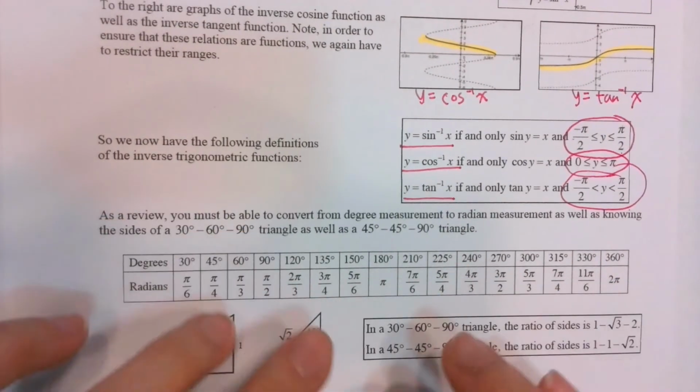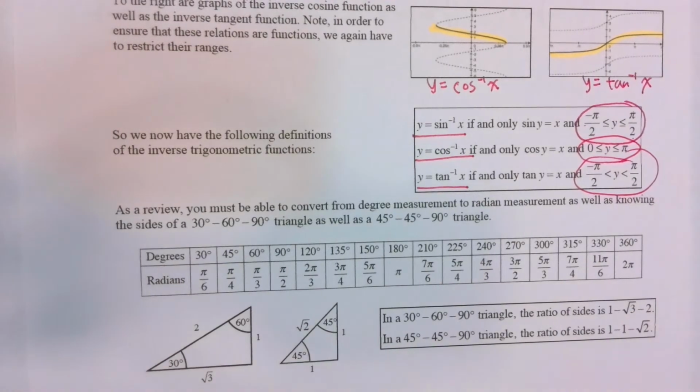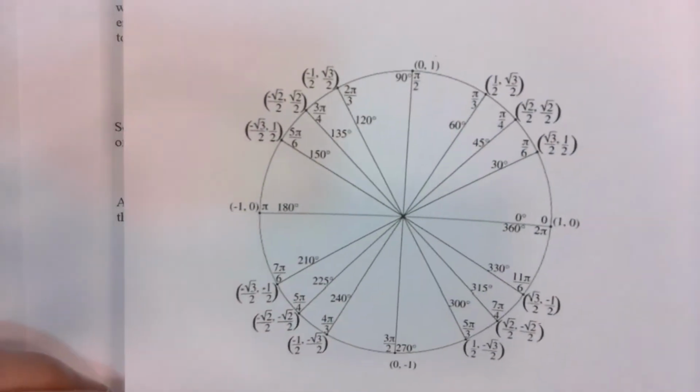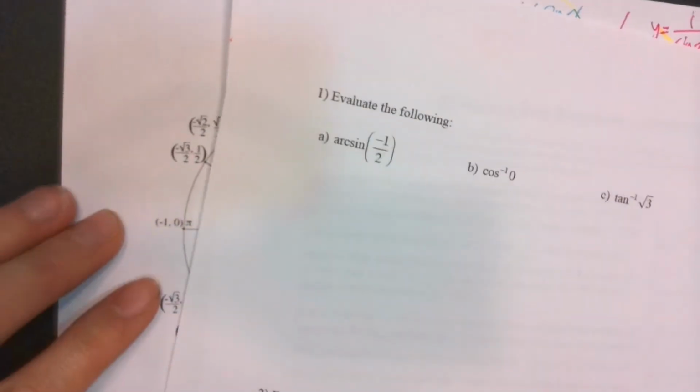Also, this is about the special triangles. I think one of the things that can be helpful for you guys is to have this unit circle with you, because we're going to need this when we are doing the problems on the next page. It will make more sense once we do the problem.